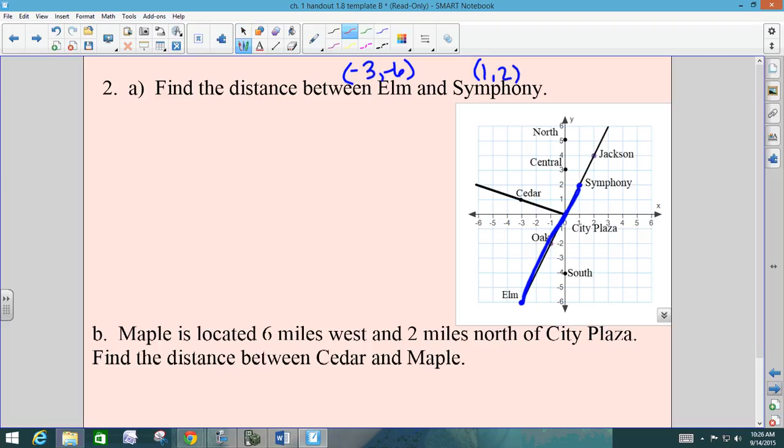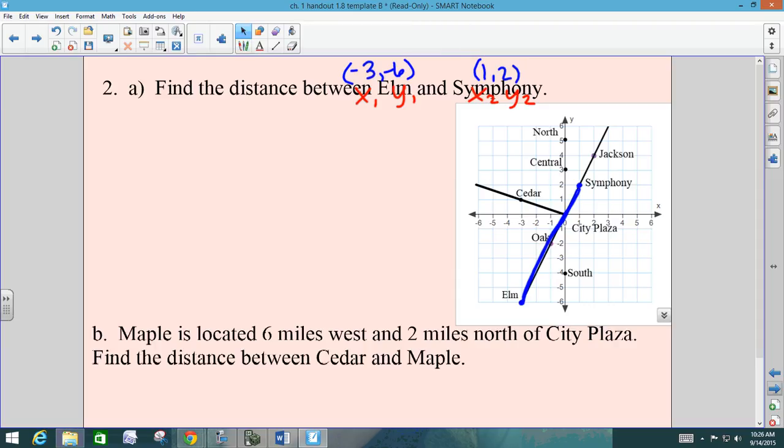Larger, right? It should be a longer distance, hopefully. Okay. Label your ordered pairs. The first point we're talking about is Elm. So -3 is going to be x1. -6 will be y1. It's the first x value, the first y value I see. Then Symphony, x2, y2.